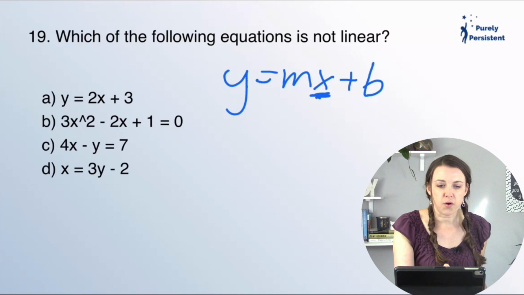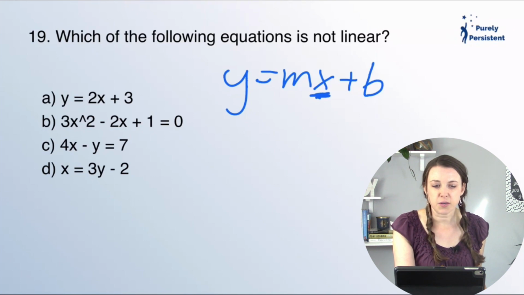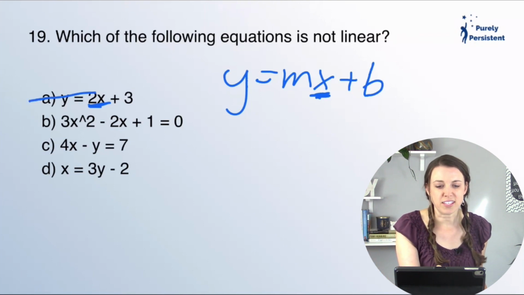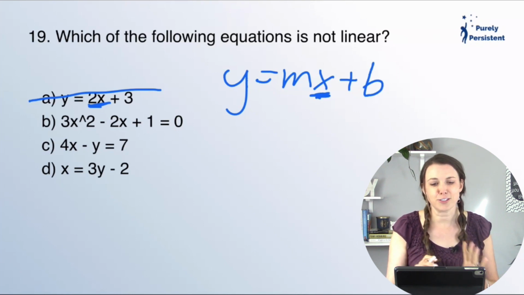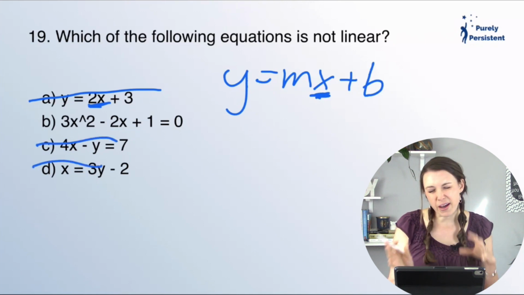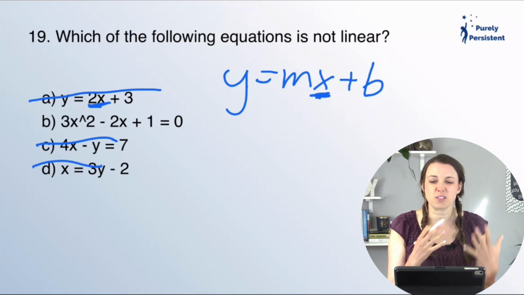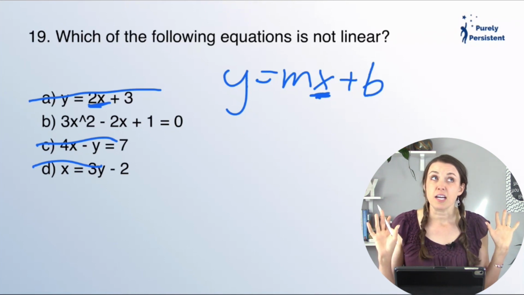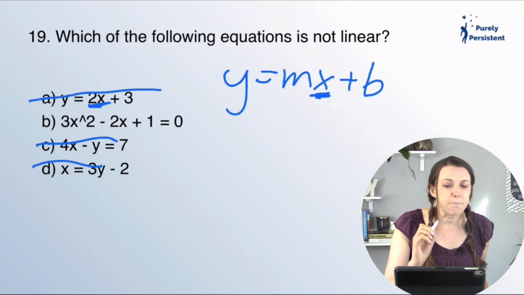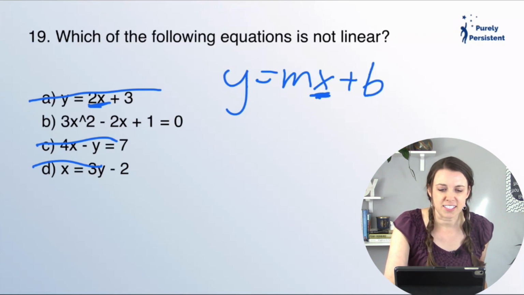So A, look, here we've got 2x. Is it just an x by itself with the 2? Yes. So that's not our answer. And C and D, the x's there are just by themselves too, okay? And I might put them in the proper order so that it's y equals mx plus b, but honestly, just doing this works.